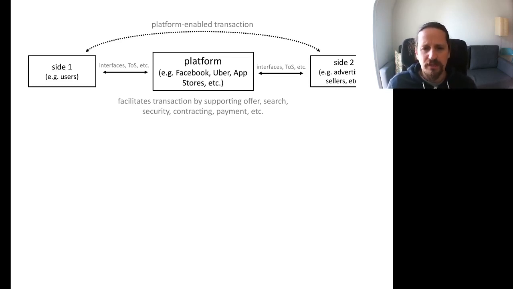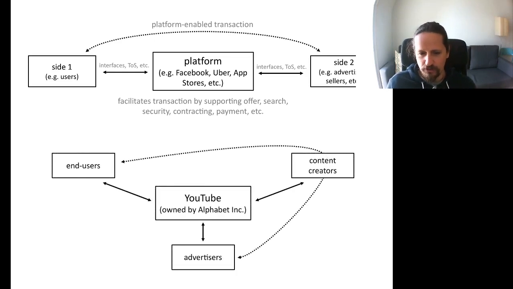So this is, if you will, the standard scheme of what economists call a multi-sided market. And while this is not an economics presentation, I think it's quite interesting to think about something like a platform in this way, right? So here you have this idea that on one side you have one group, one side of a market, you could think about it as users. On the other side, you have advertisers or sellers, and the platform brings the two together, right? And it facilitates a transaction by supporting functions like offer, searching, but also security. For example, think about Airbnb or something like this, contracting, payment, and so forth.